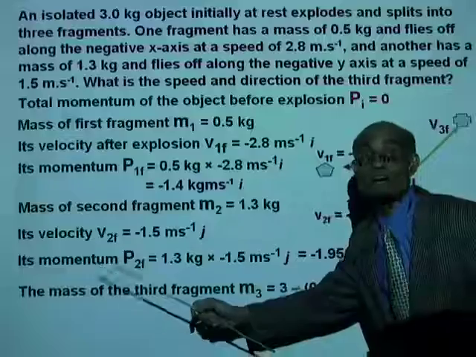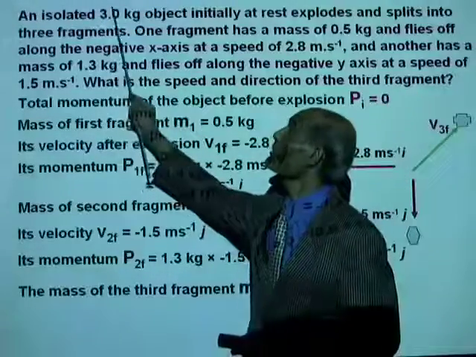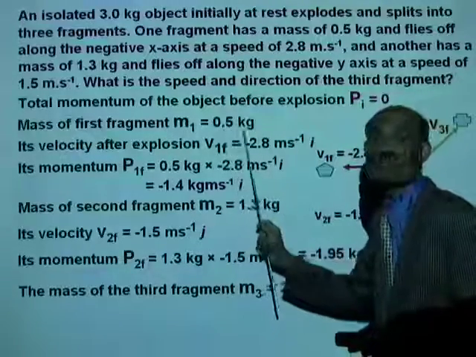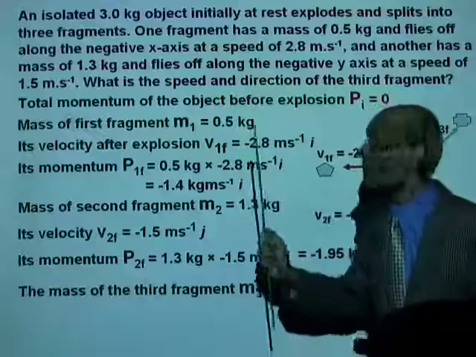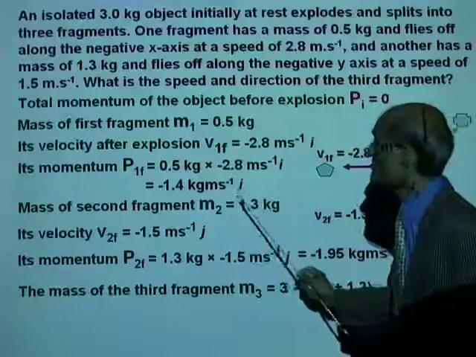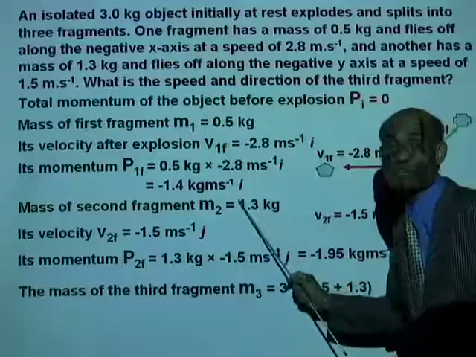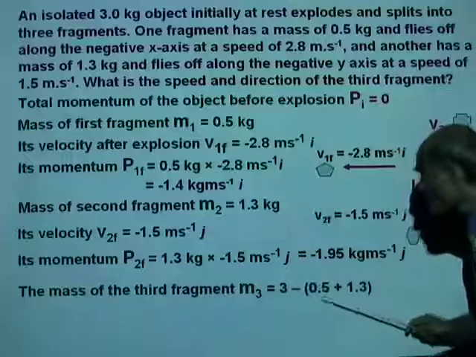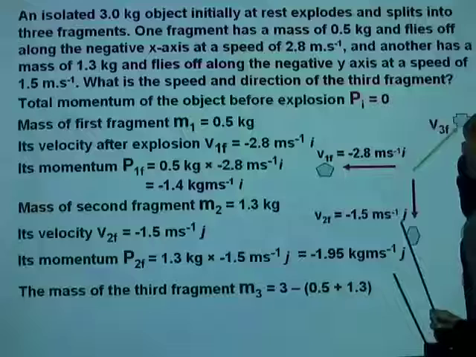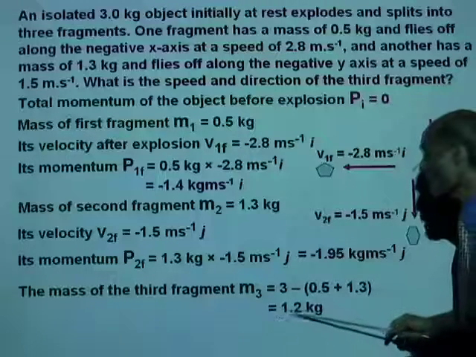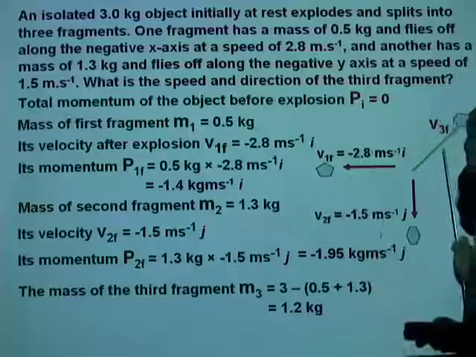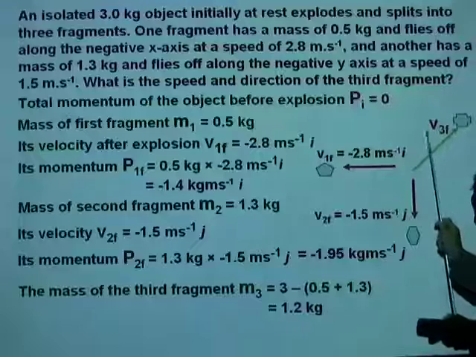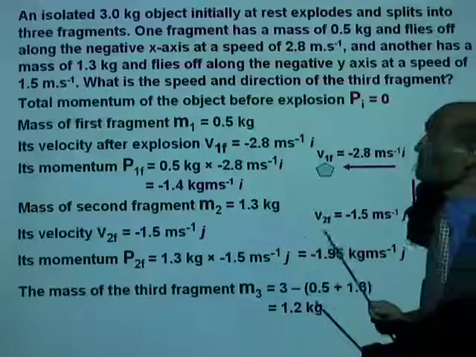What is the mass of the third fragment? The total mass before explosion is 3 kilogram. Out of that, the mass of the first fragment is 0.5 kilogram and the mass of the second fragment is 1.3 kilogram. Therefore, the mass of the remaining must be 3 minus the sum of the masses of the first two pieces. That will be 1.2 kilogram. So the mass of the third fragment is 1.2 kilogram and its velocity is V3F.